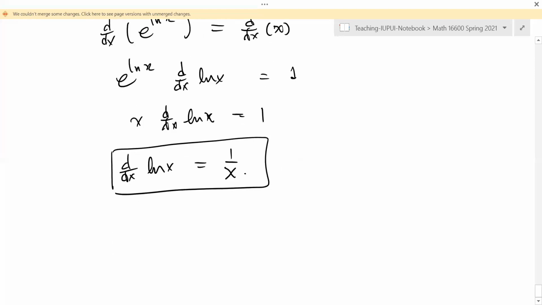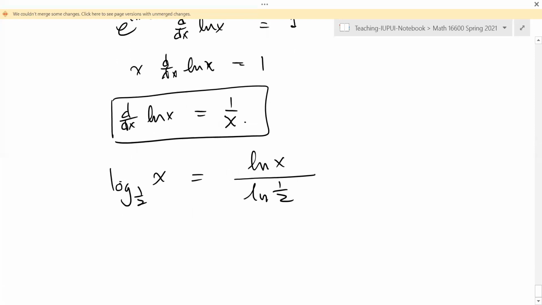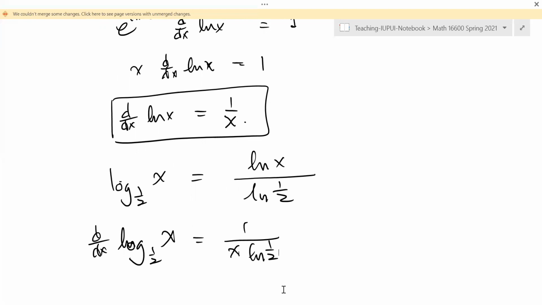Then you are able to find the derivative of this, because this is going to be natural log x over natural log of 1/2. So when you differentiate that, all you have to do is differentiate natural log x. So the derivative of a log function with an arbitrary base is the derivative of natural log x, which is 1 over x, divided by natural log of 1/2. Okay, so we solved this problem. That's it. And next class will be on Wednesday.